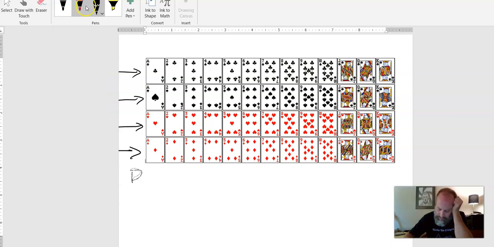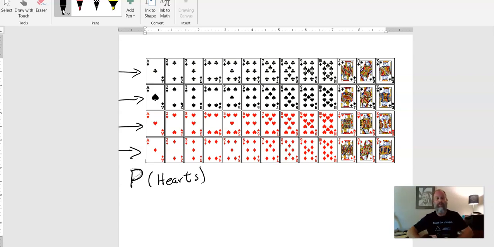That's still not dark enough. There we go. Okay. Let's say I want the probability of getting hearts. So I'm looking for the probability of getting hearts. According to the formula, what I need is the number of ways that I can get hearts, and I need to divide that by the number of things in the sample space.